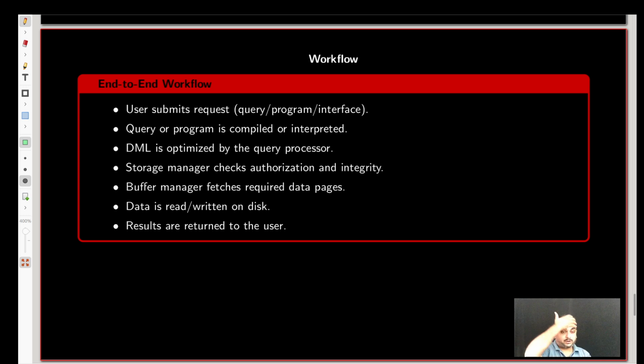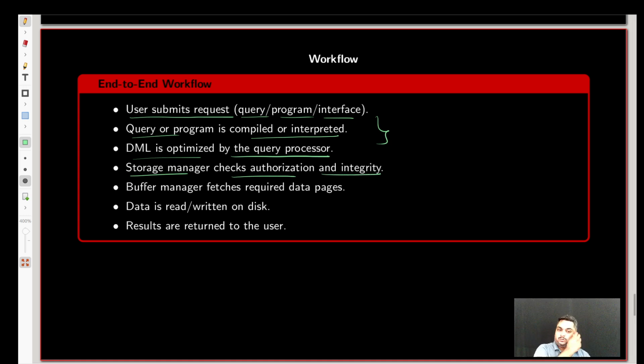So a simple workflow, how it works. Say the user submits a request, that is maybe a query, program, or through an interface. The query or program is compiled or interpreted based on whether it is DML or DDL. DML is optimized by the query processor. So this is similar to your compiler's concept, how a program is compiled. Then the storage manager checks authorization and integrity. So whether he is able to have access or not, whether he is authorized to access the data or not, and then checks any integrity constraints.